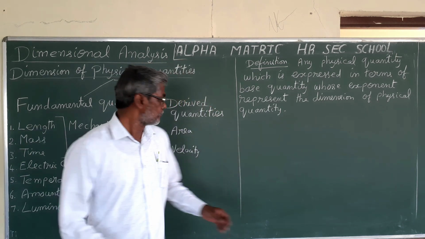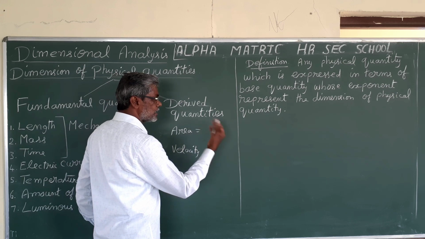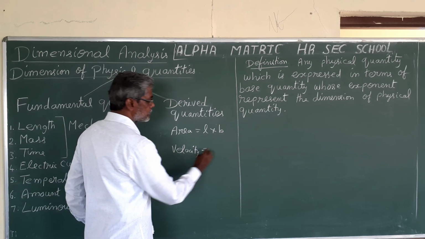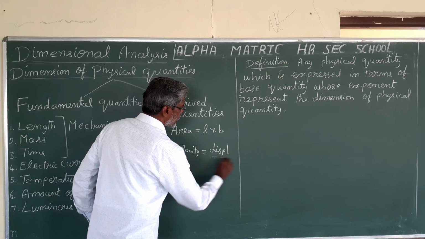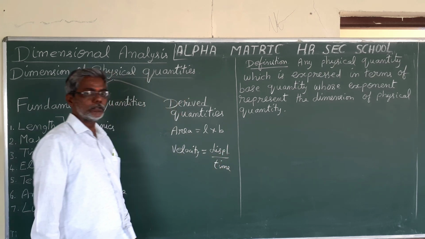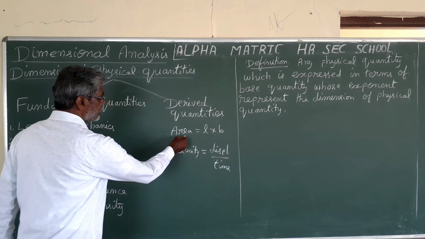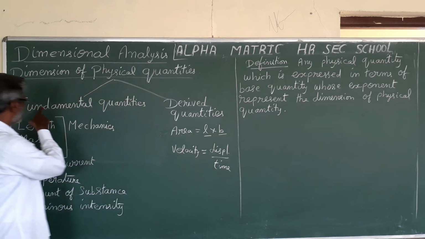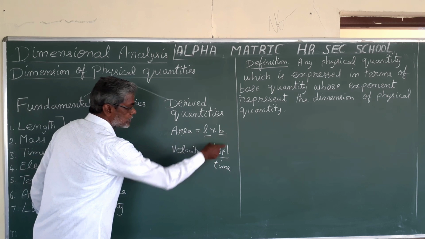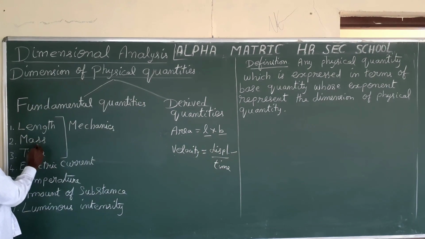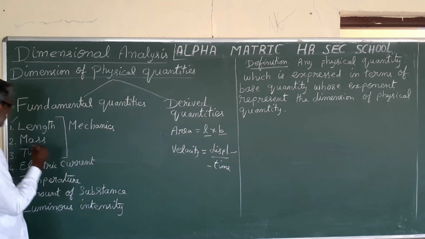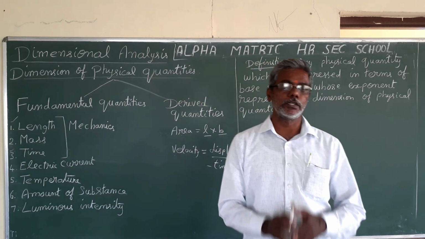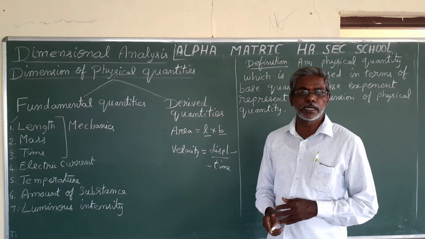So see how. What is the area? Area of the rectangle is length into breadth. Suppose I take velocity, velocity is equal to what? Displacement by time. Now you see here, area is a derived quantity, but how? Combinations of fundamental quantities. In velocity, displacement is one fundamental quantity, that is length. Time is another fundamental quantity. So combinations of fundamental quantities, we can call derived quantities.